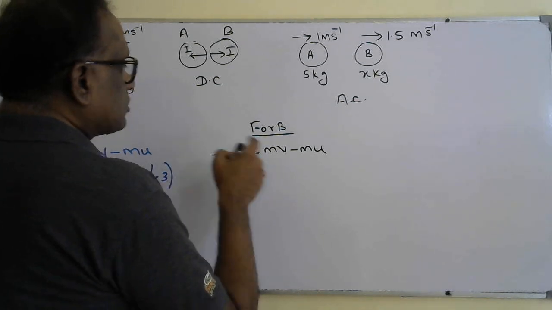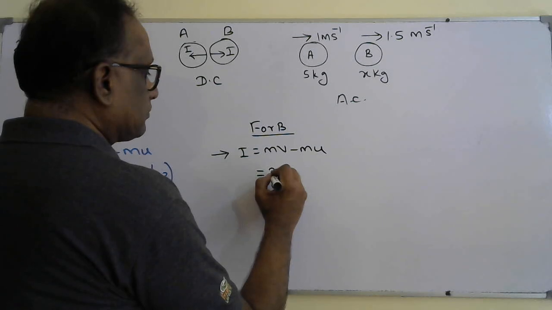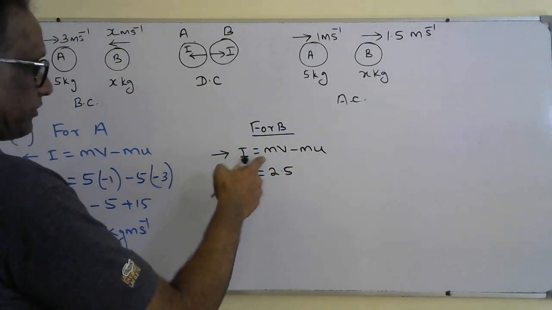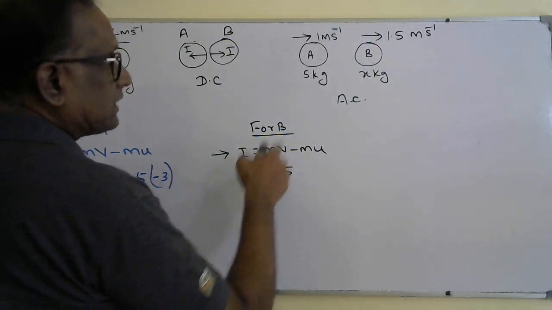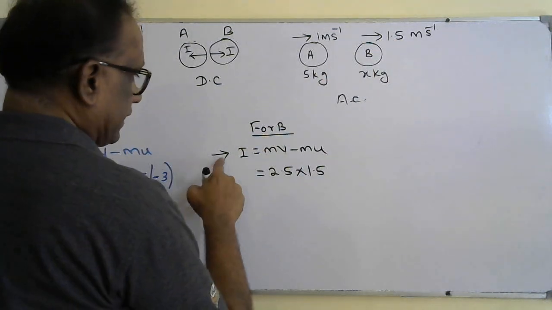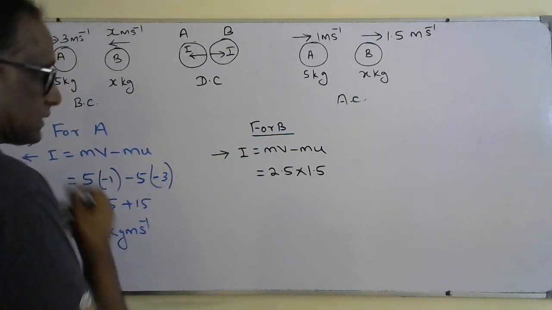So the mass of B is x, that we found as 2.5. The velocity after collision is 1.5 towards right. I took towards right as positive because the impulse experienced by B is towards right.